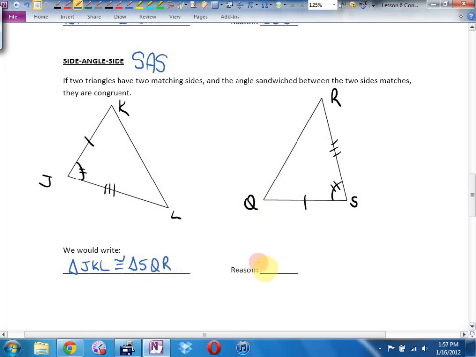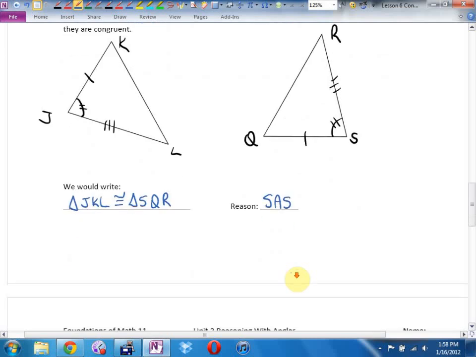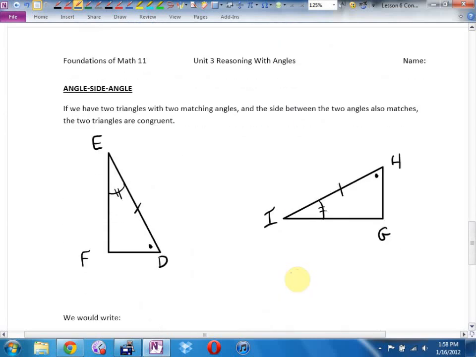So congruency rules: side, side, side; side, angle, side. There is one more: angle, side, angle. If you have two triangles and they have two matching angles, double hash angle, double hash angle, dot angle, dot angle, and the side that's sandwiched between them is the same, that's enough. I don't need any more information. Sorry, I sound like I was chewing you out there. Maybe I was. What would a good abbreviation be for angle, side, angle? ASA.